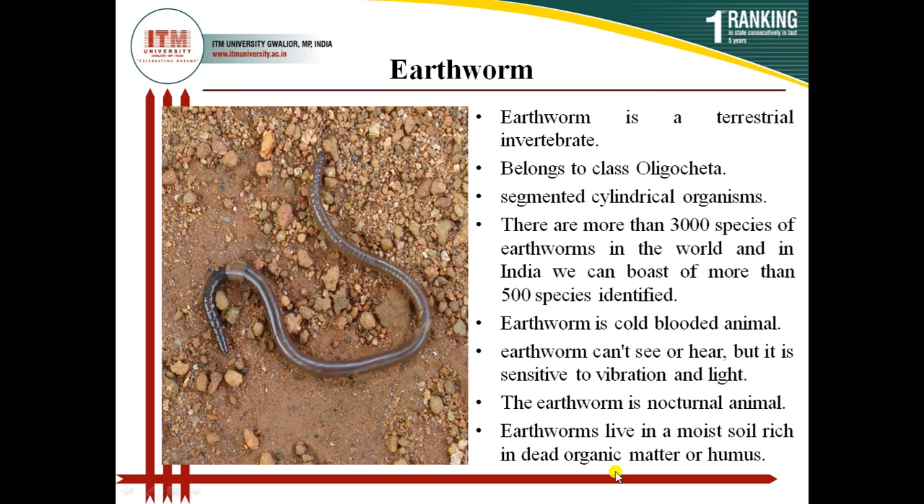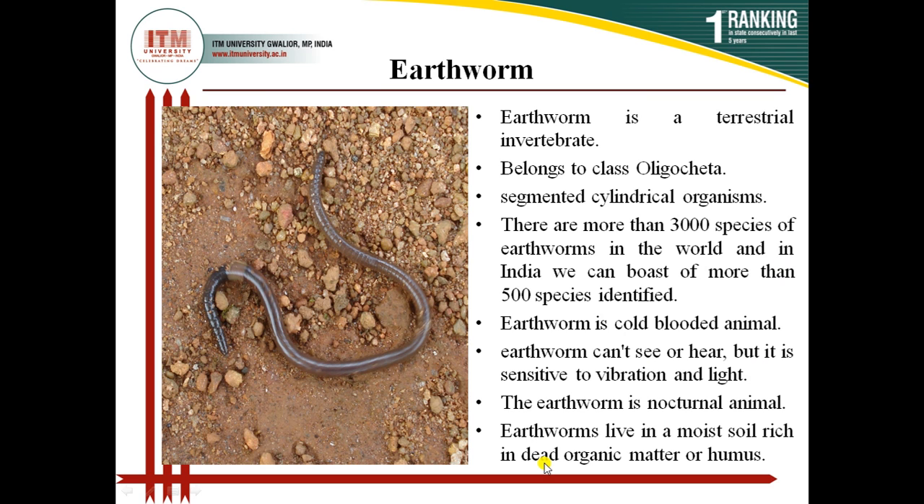But if it cannot see or hear, how does it manage its life? They are sensitive to vibration and light. They cannot hear and cannot see, but they can feel the vibration, and they can feel the light also. As they are sensitive to light, they don't work much in light. They work at night, so the earthworm is a nocturnal animal. Nocturnal means the animal works only at night. In the daytime they go deep into the soil and rest. At night they work.